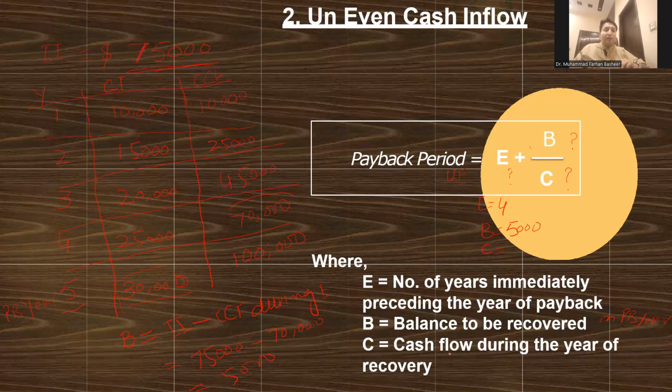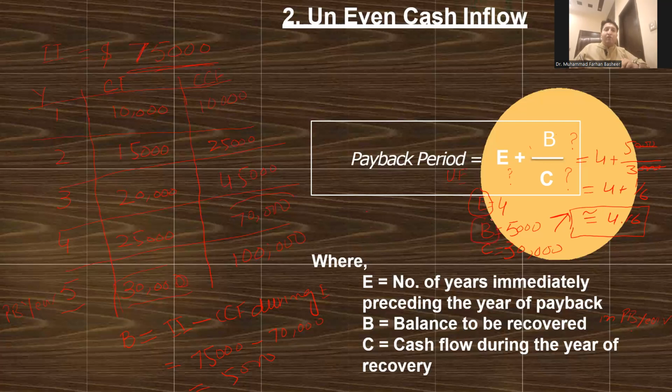C is the cash flow during the year of recovery or payback year. So the payback year is the fifth and the cash flow is 30,000. Placing these values into the formula, 4 plus 5,000 by 30,000, or 4 plus 1 by 6, it will become approximately 4.16. So the project will be able to recover its $75,000 in 4.16 years. This is how we calculate E, the year preceding the payback year or year of recovery.